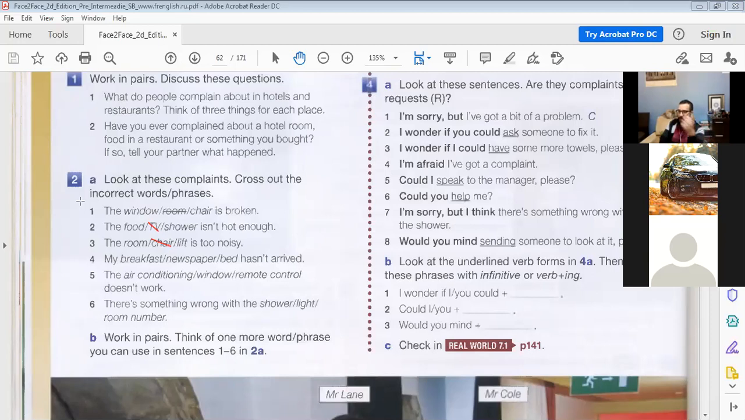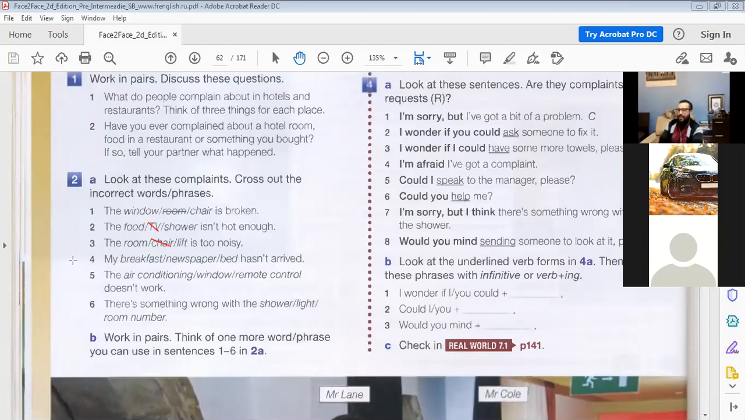You can also say the lift is too noisy, if your room is next to the lift, the elevator. All right, maybe the chair. Maybe if it's a rocker chair, you know, the chairs that move, maybe it can be noisy. But I don't think people usually complain about chairs being noisy, right? Because we don't really move a lot in chairs.